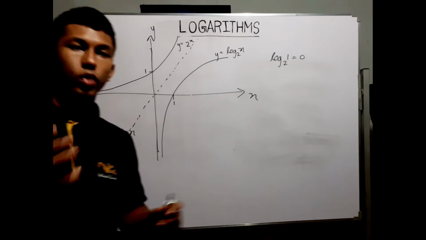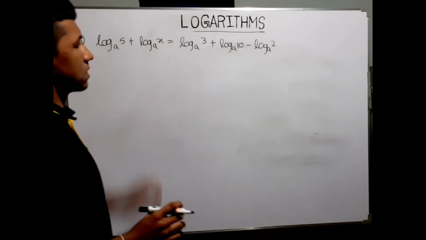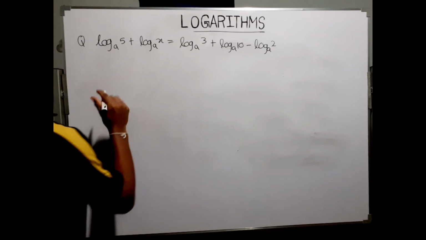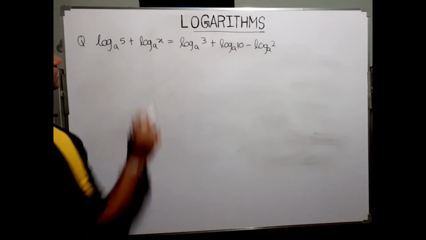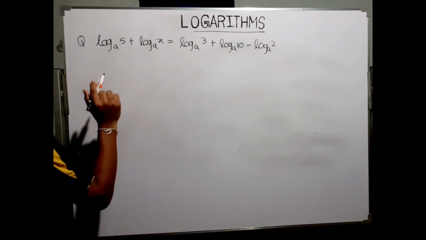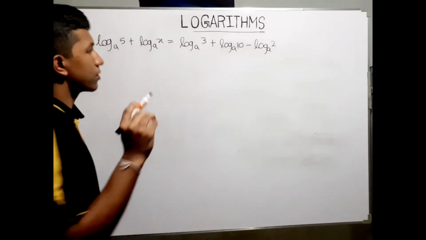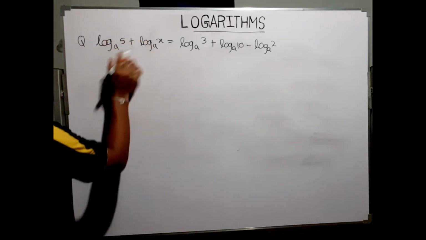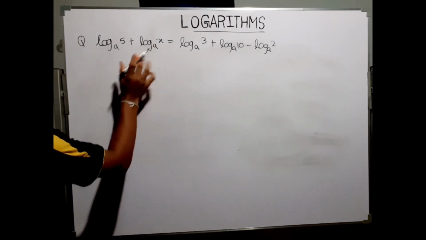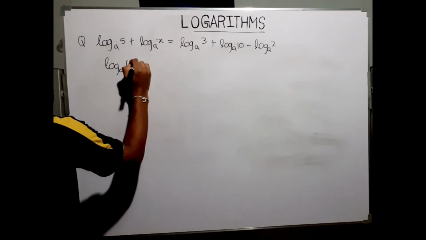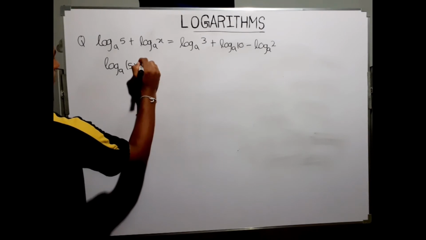Now we'll look into a question. Okay, so this is the question that we have now. We'll first start constructing this. Previously we learned the rule of log value of mn to the base a, which is equal to log value of m to the base a plus log value of n to the base a. Now if you look at this, we can use that rule here. So this we can write as log a, this is going to be 5 multiplied by x.